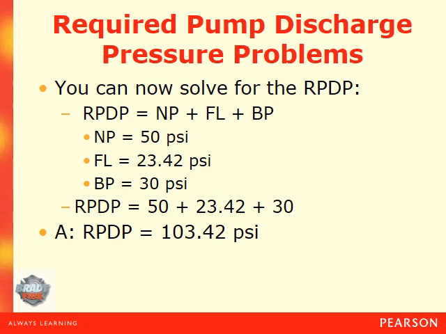So now we add everything together. We get our nozzle pressure that they gave us, which is 50. We figured the friction loss from both our supply and attack lines is 23.42. And now we add in that back pressure of 30. So our required discharge pressure equals 103.42 psi.